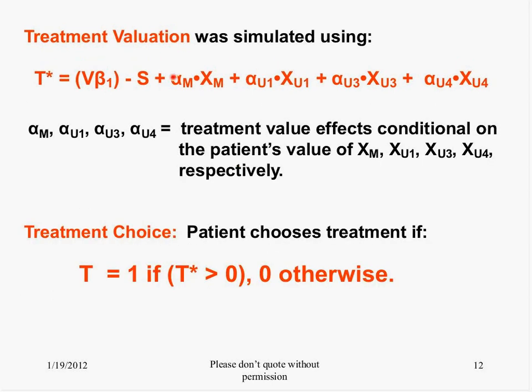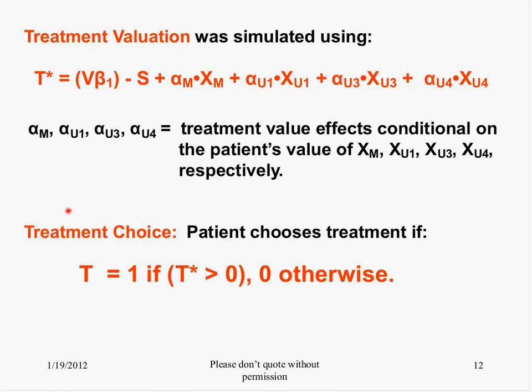So what we did is we assigned parameters to everybody for the valuation of a cure and the cost of treatment, and we kept parameters constant for every patient. But we had several simulations in which we varied these parameters, and I'll talk about those simulation scenarios in a minute. But what we did is we assigned everybody values of XM, XU1, XU3, and XU4 from uniform 0-1 distributions, and then basically calculated their T star.